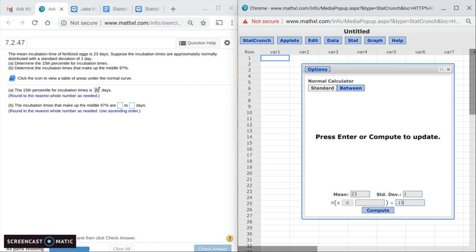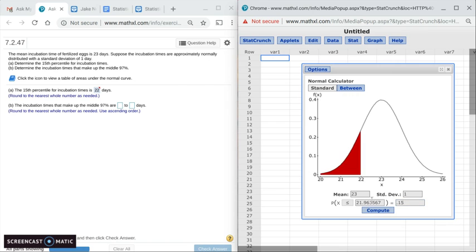But to get it exactly, or not exactly, let's get a much better approximation. We can just put in 15% here. And now it's going to give us the incubation time that corresponds to that 15%. Okay. So that's really close to 22, right? Which was a little over 15%. 21.9635. So, oh yeah, we're supposed to round to the nearest whole number, and that would be rounded to 22 days.